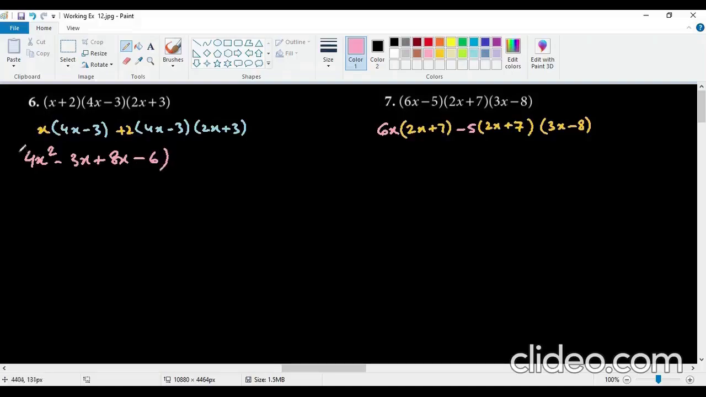And this in the first bracket is going to be multiplied by 2x plus 3 later. First we are going to simplify the first bracket. 4x square plus 5x minus 6 is going to be in the first bracket, and is going to be multiplied by 2x plus 3.